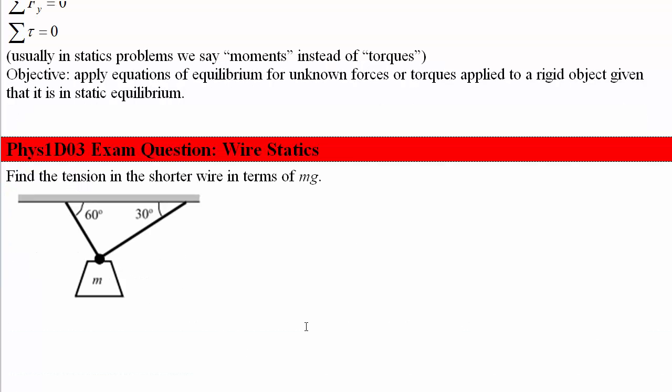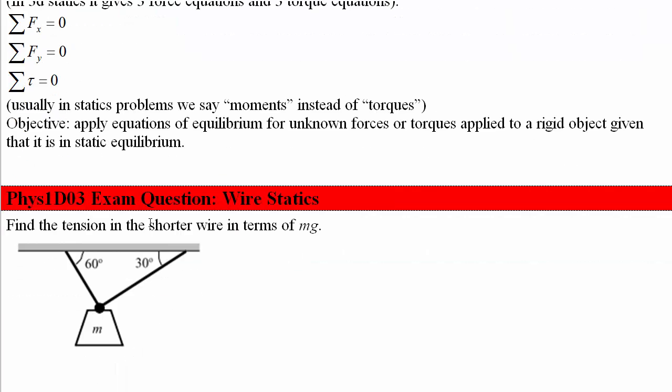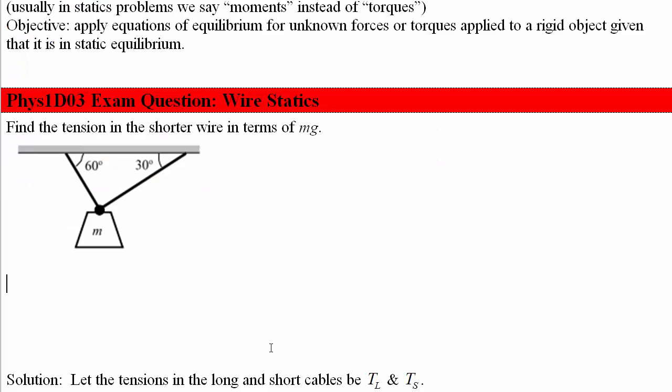So the first of a few problems we're going to do on statics today, find the tension in the shorter wire in terms of mg. So this would be the shorter wire here. In statics, you are given that nothing is moving and so nothing is accelerating. Therefore, you can apply your static equilibrium equations and solve for some unknowns. Give that a shot.